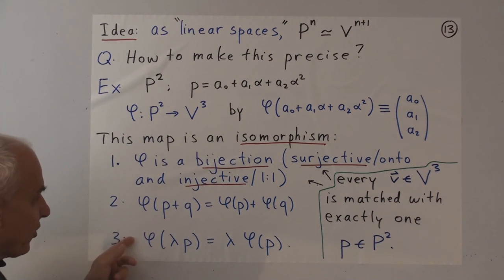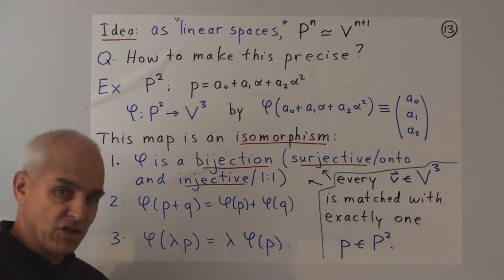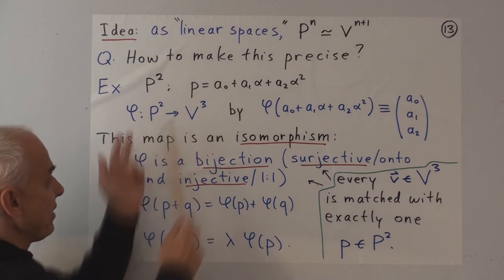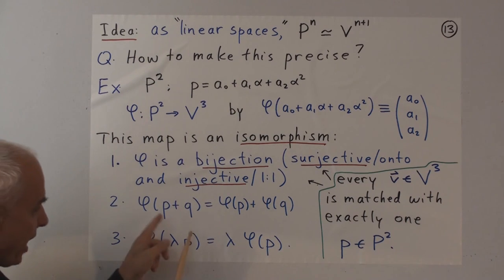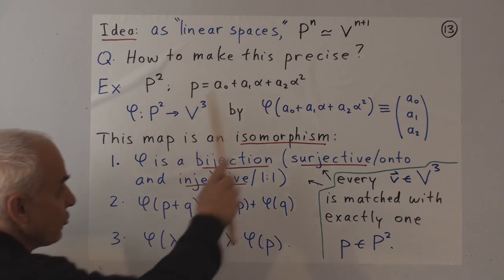The other properties concern the additive structures and the scalar multiplication structures on both of these spaces. If we have 2 polynomials, we can add them, and then we can apply our transform phi.